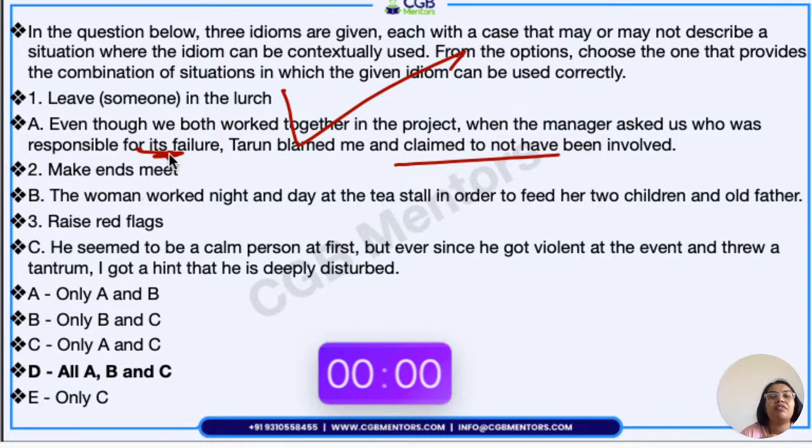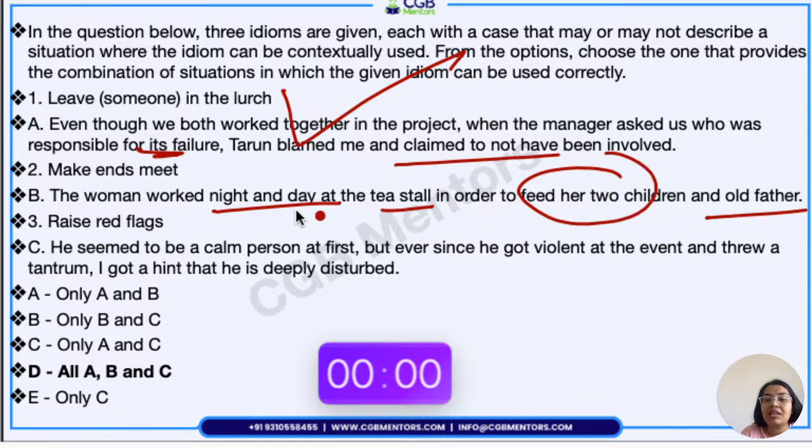Making ends meet is a very common popular idiom which means able to earn only that much that will cover your financial needs. So the woman worked night and day at the tea stall in order to feed her two children and old father. Yes, she is working hard to make ends meet. At least roti kapda makan ho jaye.